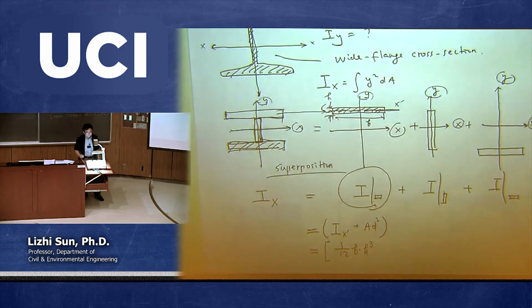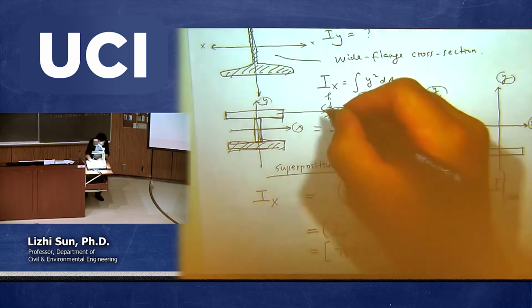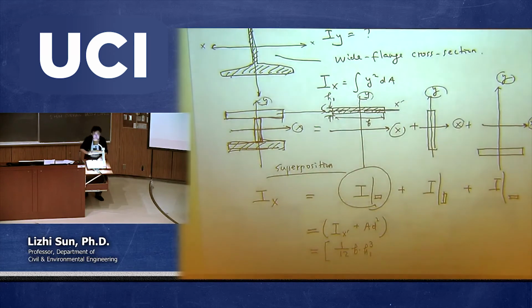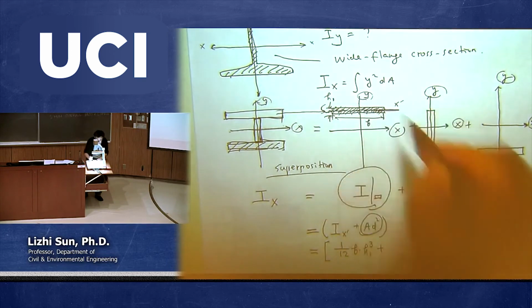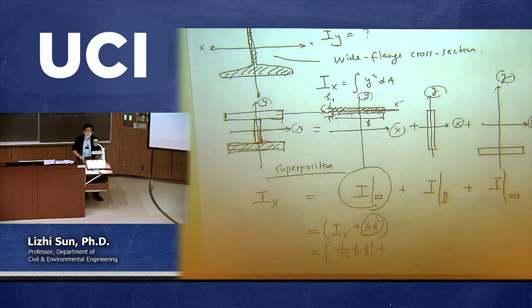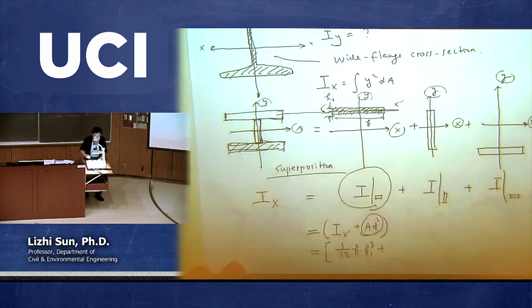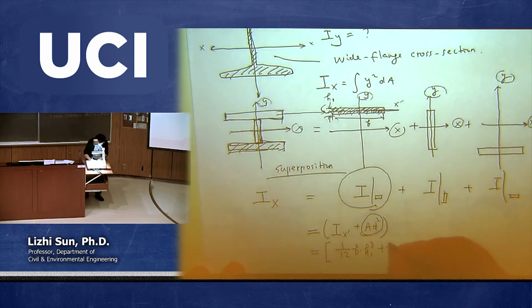I call this h here. I call it h1, by the way. Let's call it h1, that's better. And then don't forget to add this balance term, which is a times d squared. So what is a? A is the area of this part, the upper flange area. That's going to be b times h1, right? So that's the area.